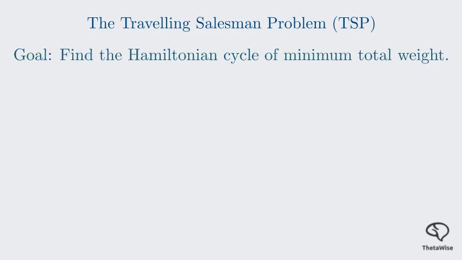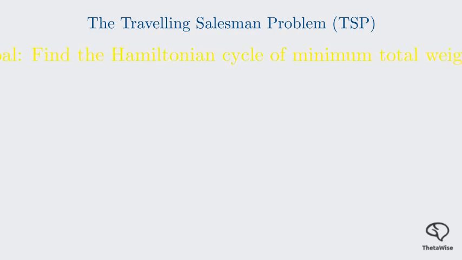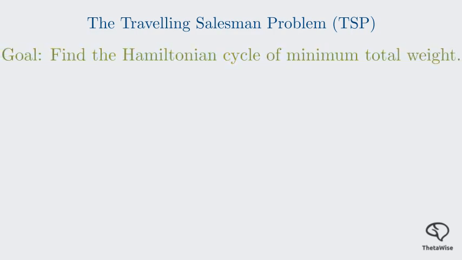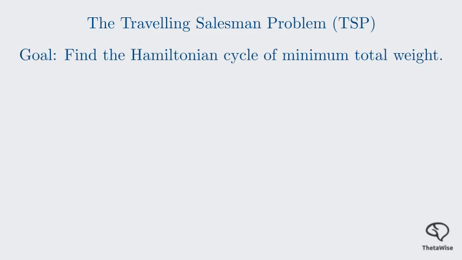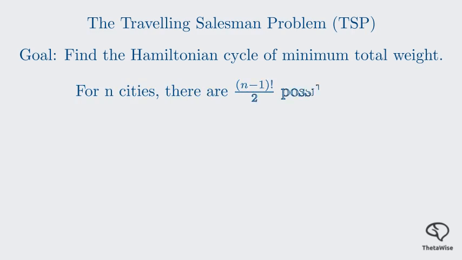This is essentially a weighted Hamiltonian cycle problem. We are looking for the Hamiltonian cycle with the lowest total weight. Solving this problem perfectly is incredibly difficult for large graphs. For a graph with n cities, there are (n-1)! over 2 possible cycles. For even 20 cities, this is an astronomical number of paths.